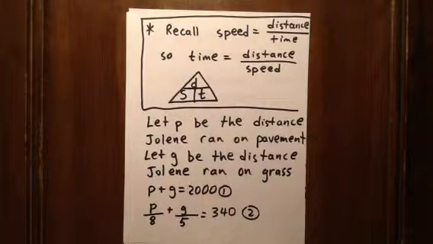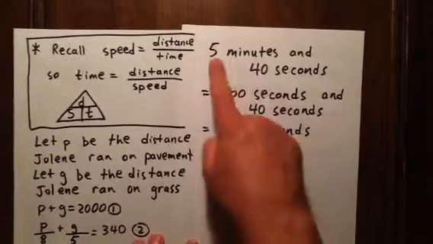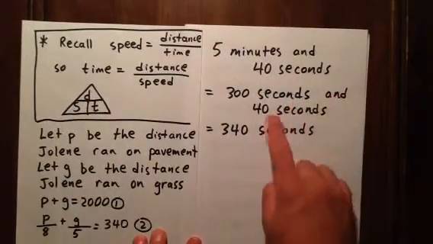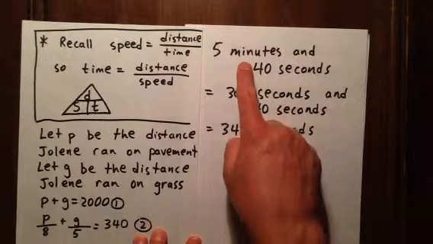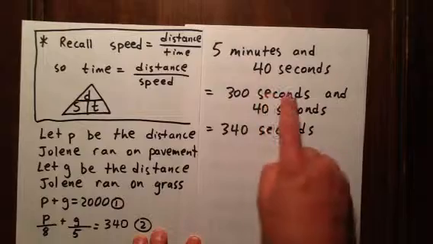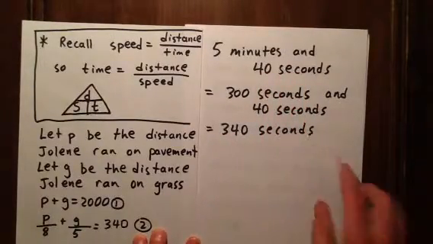Okay? Now, the total time spent was 340 seconds. And you might say, well, it was 5 minutes and 40 seconds, but remember that 5 minutes and 40 seconds is like saying 300 seconds and 40 seconds, because every minute has 60 seconds, so 5 minutes is 5 times 60, 300 seconds, plus the other 40 seconds gives us a total of 340 seconds.